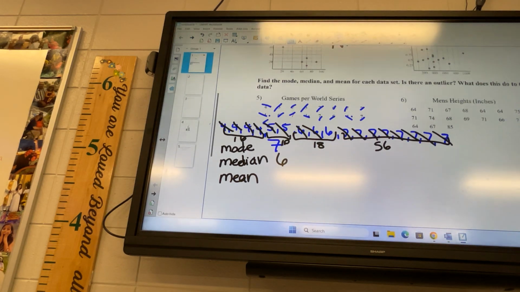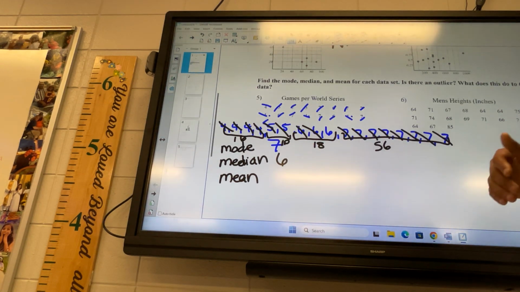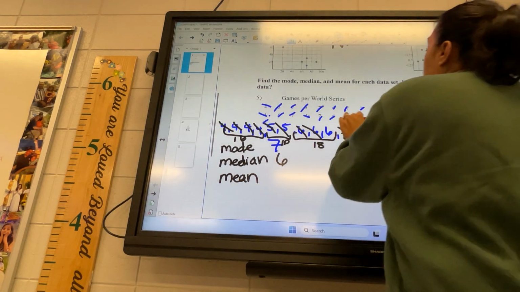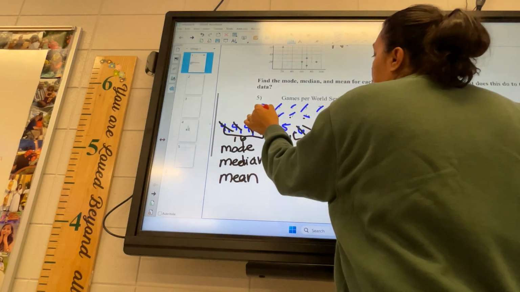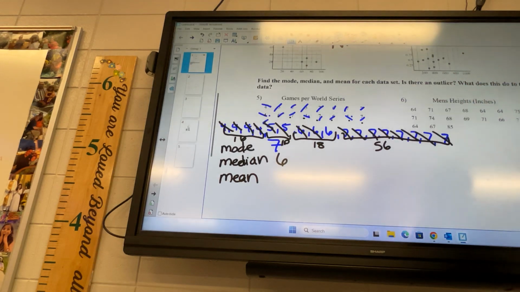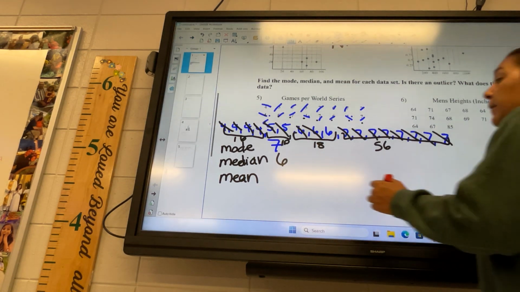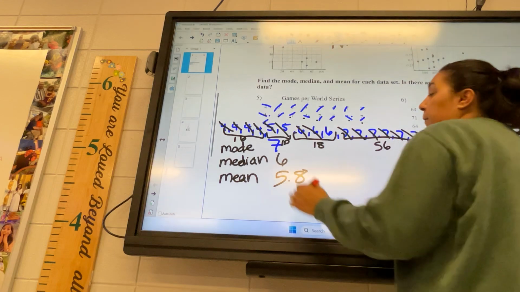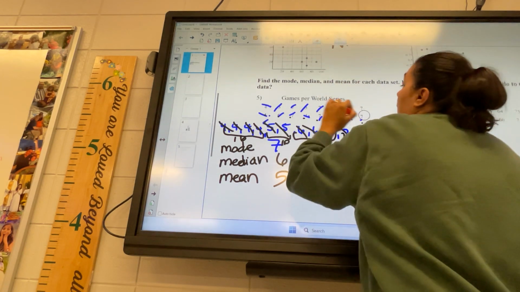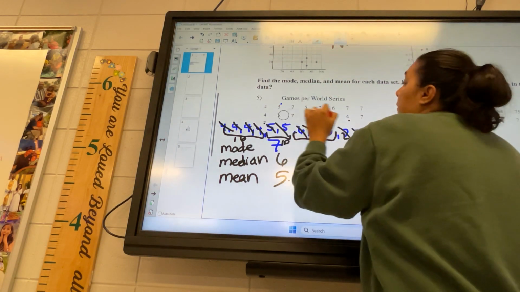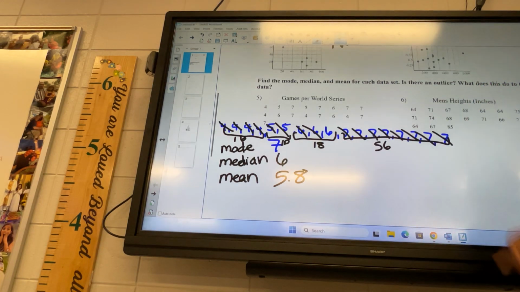Okay, so what do you get when you add them all up and divide by something? 2, 4, 6, 8, 10, 12, 14, 16, 17. Divide by 17. 5.8. You got 5.8 too? Okay, so 5.8. Okay, is there an outlier? That's the next question that they ask us on this problem.